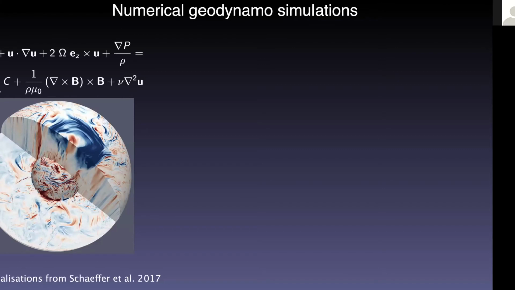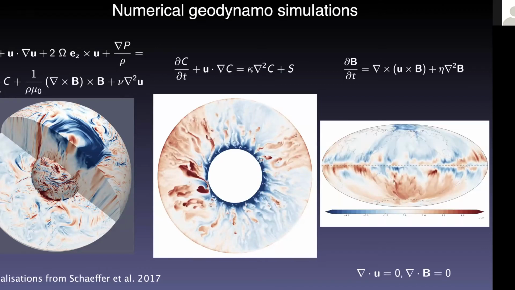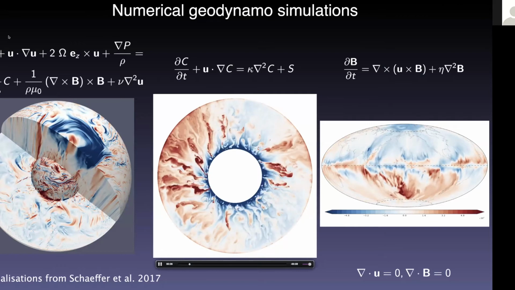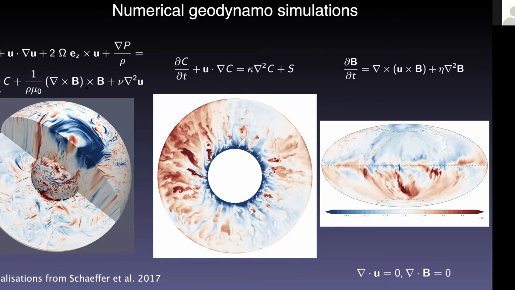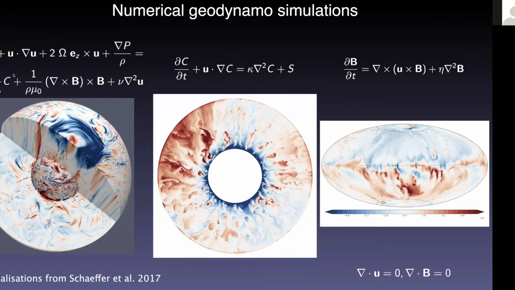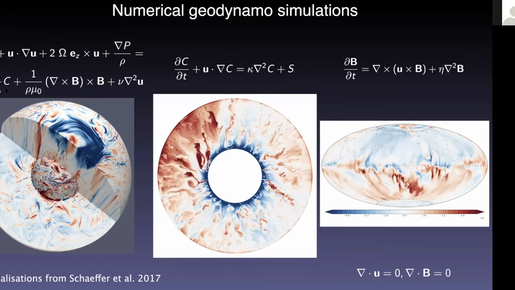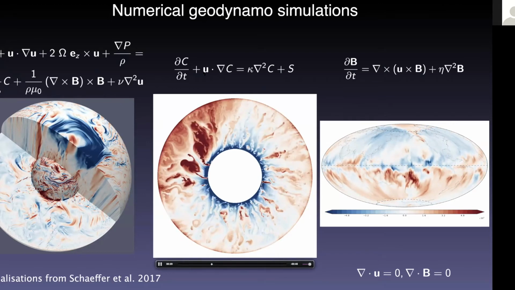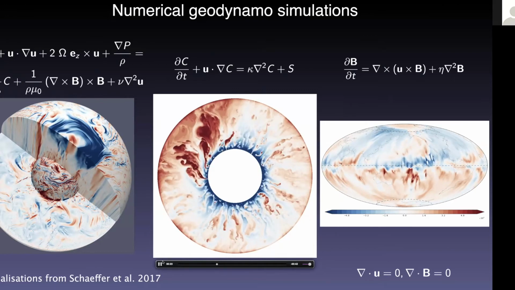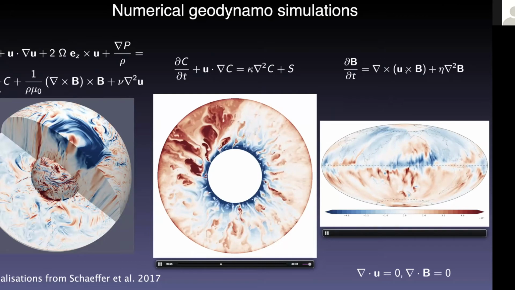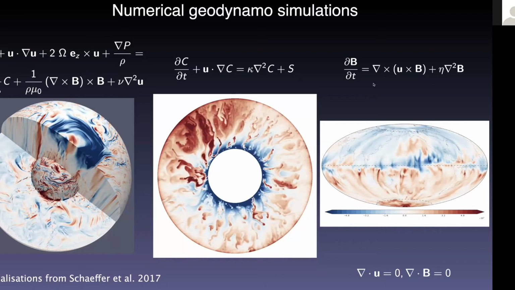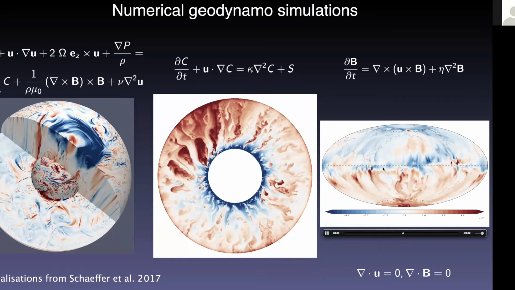So just to make things clear, this is the set of equations that is solved by numerical dynamo simulation. Here on the left, we have the equation for the flow in the planetary cores, which is basically the balance between inertia, the Coriolis force, pressure, density anomaly, Lorentz force, and viscosity. An advection diffusion equation for the density anomaly. These are nice visualizations from Nathanael Schaeffer. And the magnetic induction equation that governs the evolution of the magnetic field.